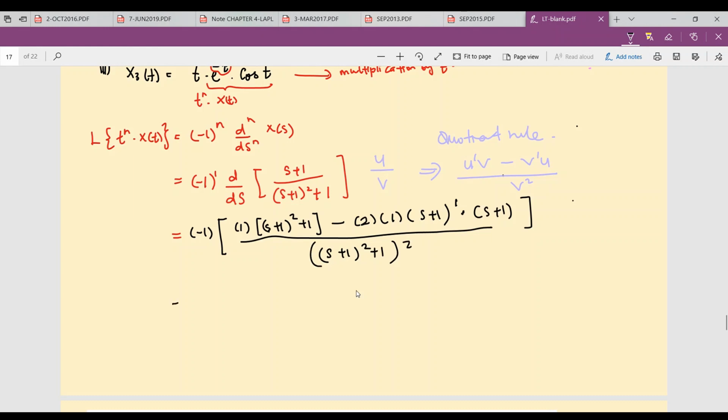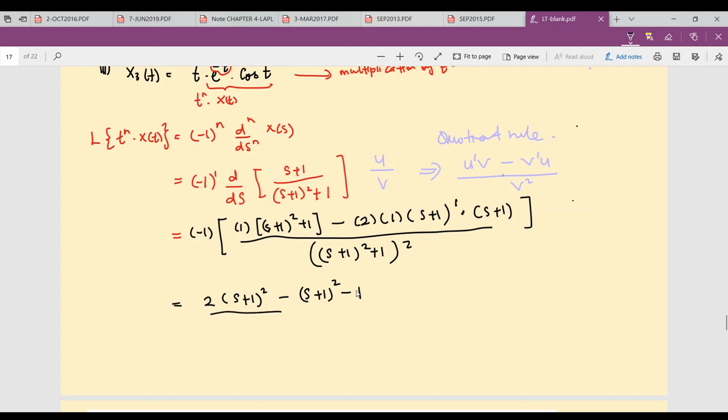Okay, from this one kita akan multiply negatif. So yang the right side akan jadi positif lah. So that one dia akan jadi 2. Lepas tu S plus 1 darab dengan S plus 1. So akan again S plus 1 square. So that one akan jadi negatif minus S plus 1 square minus 1.